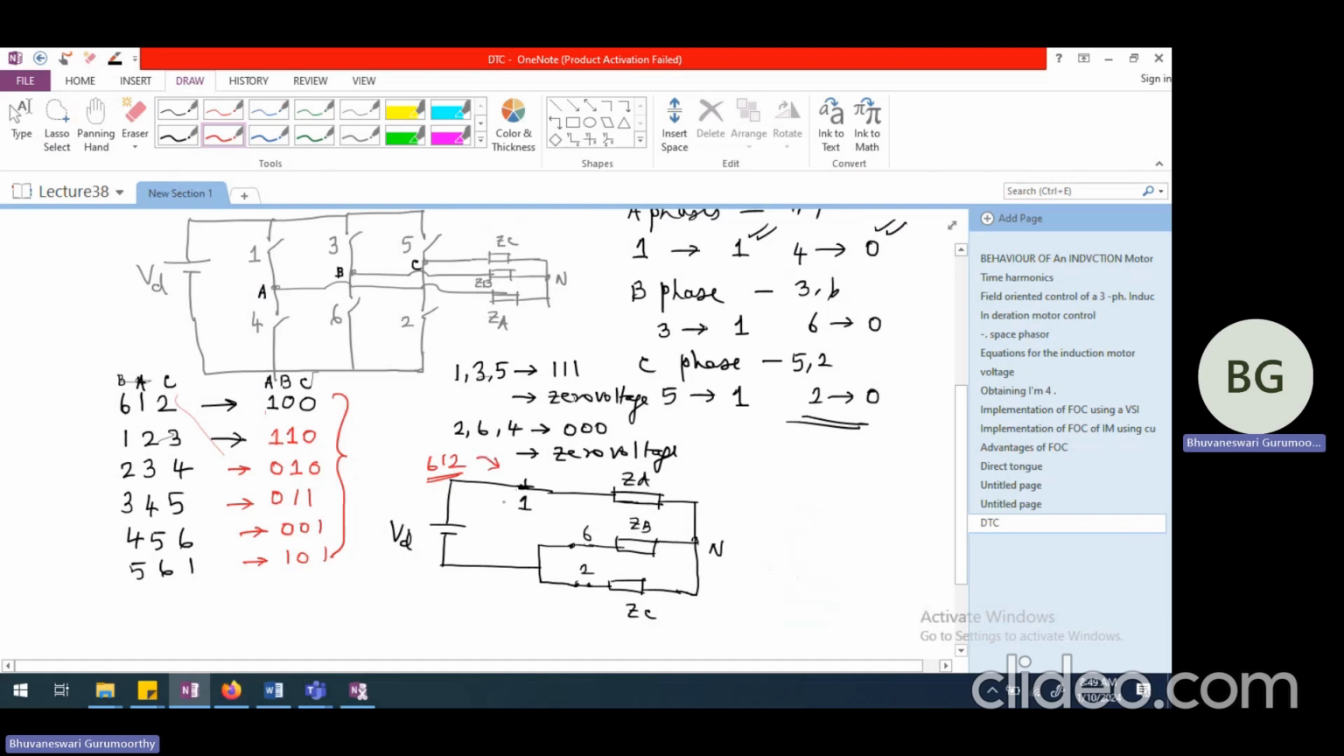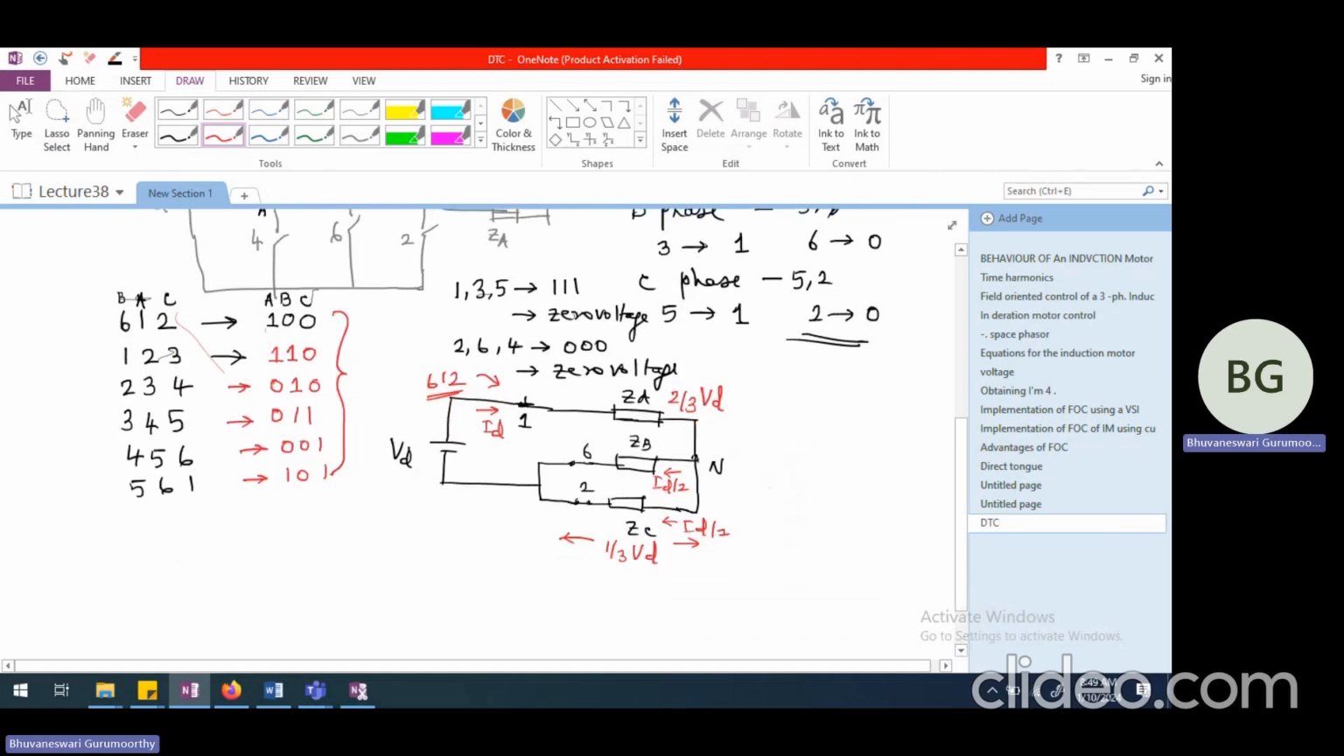So if I assume that a current which is flowing from here is ID, for example, it is going to divide itself into two halves. So this is going to be ID by 2 and ID divided by 2. So the voltage drop across ZB and ZC are going to be half the voltage drop across ZA. So if I call this 2 by 3 times VD, which is the voltage drop across ZA, this is going to be 1 by 3 times VD. So this is the way the voltages are going to be distributed.